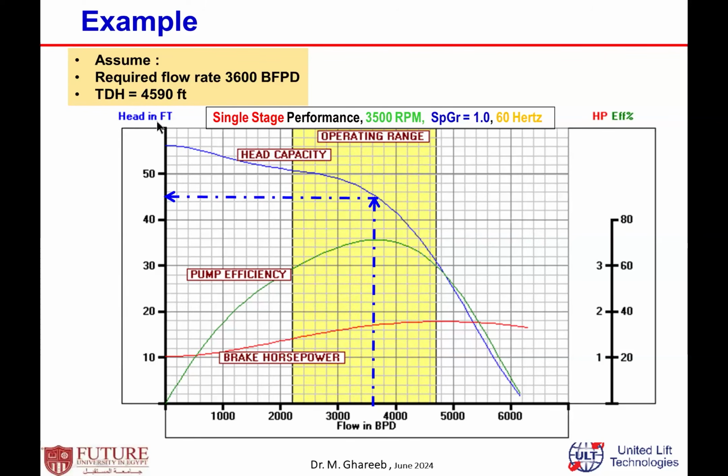In this case, it's very simple. If you divide 4,590 by 45, the head per stage, this will give you the minimum number of stages required to lift that well.